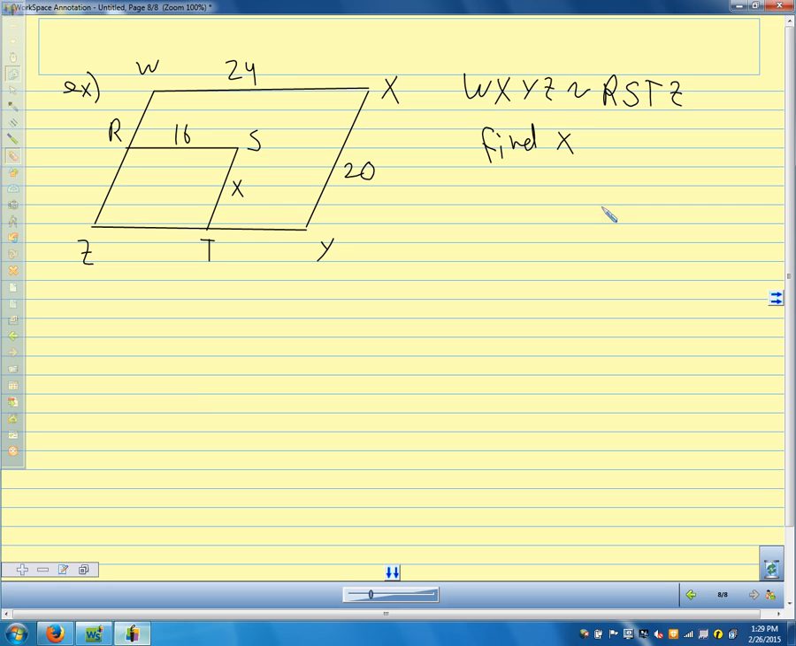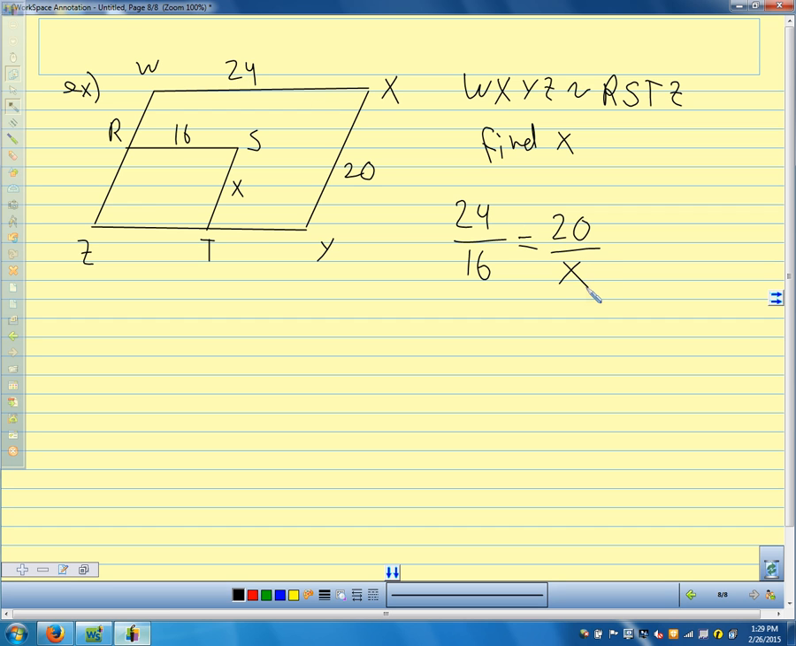What can we do here? Make a ratio between the corresponding sides. Porter says let's make a ratio between the sides that match up. So we're going to say 24 over 16. And why did you pick 24 and 16? Those are the sides. This says side WX corresponds to RS. And that's going to be the same as the ratio between what other two sides? And which one do I put on top? 20? Because I put the side from the big shape on top here.